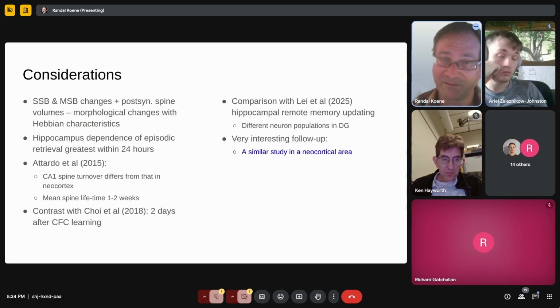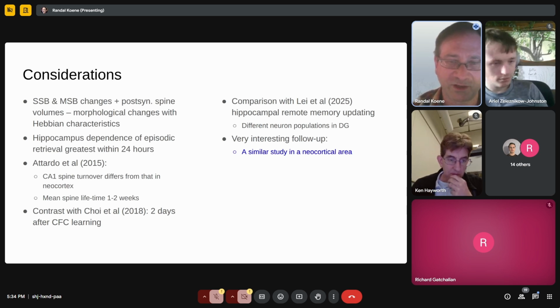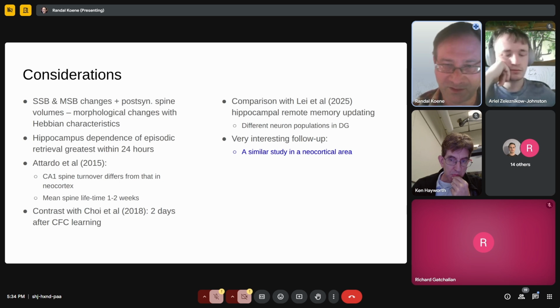Another important factor is that in mice, retrieval of remote episodic memory is most dependent on an intact hippocampus within 24 hours of learning, and then the dependence diminishes over weeks and months. A paper that Ken pointed out to me, the Attardo et al. letter in Nature from 2015 on impermanence of dendritic spines in live adult CA1 hippocampus, notes CA1 spine turnover dynamics first of all differ sharply from those seen previously in neocortex, and that kinetic modeling of turnover of basal dendritic spines suggests a mean spine lifetime of 1 to 2 weeks, with a full turnover a little bit later than that.